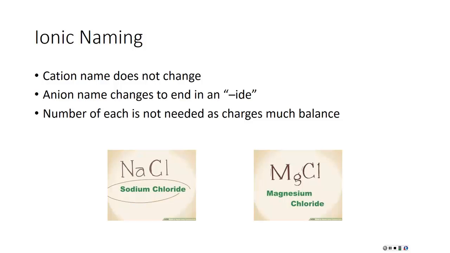So Al2O3, Al is going to be aluminum, and the O3 is going to be oxide. So the name of this one is going to be aluminum oxide. Then over here, the second one, Ca3N2, is going to be calcium. And then nitride. Calcium nitride. So nitrogen gets shortened down to nitride.